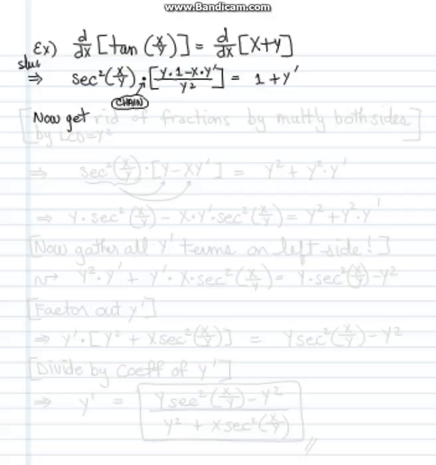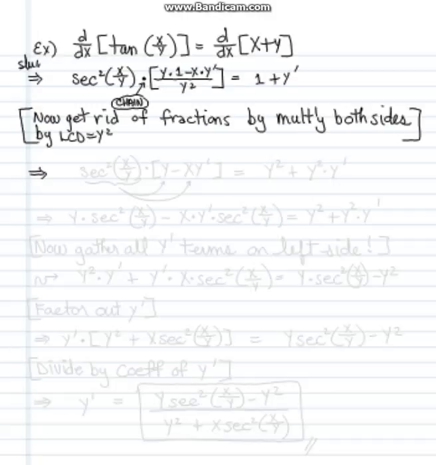Okay, now what we want to do is get rid of the fractions in this expression. There's only one denominator here. It's that y squared under the quotient rule. So we're going to multiply both sides by the least common denominator, which in this case is just y squared. And that would give us secant squared x over y times y minus xy prime equals y squared plus y squared times y prime, because I simplified the right side when I multiplied both sides by the LCD.